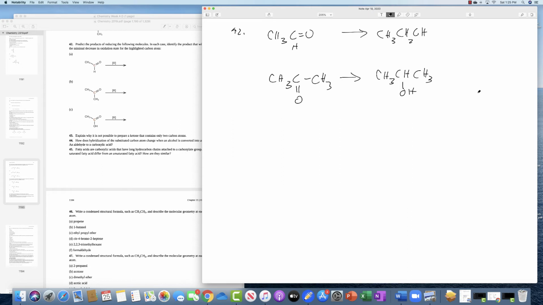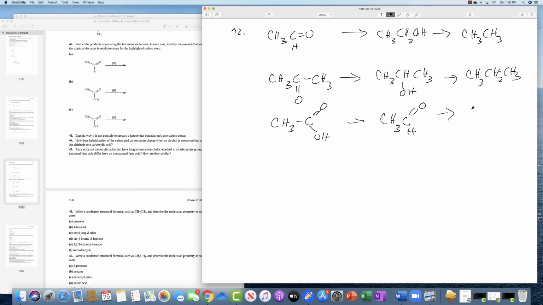Now you can actually take that another step and take this oxygen out and make it into just CH3CH2CH3 with no O. But if you do it just once, you get this. So CH3COOH would go to CH3CHO. Now this could be taken another step to CH3CH2OH. This could be taken to another step to CH3CH3.